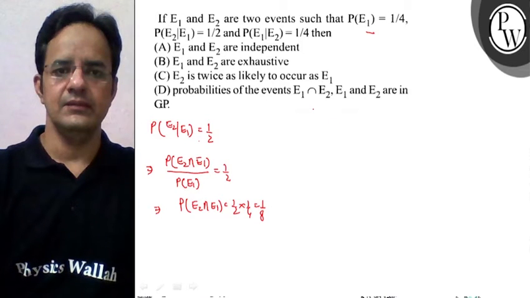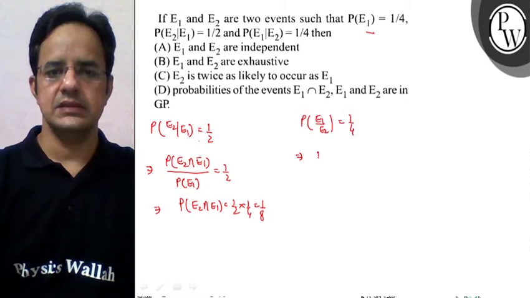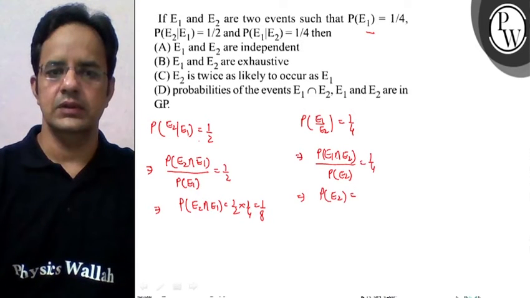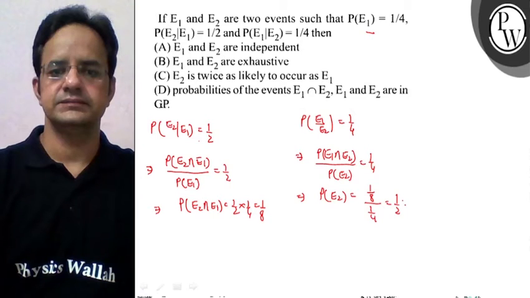Now, the probability of E1 upon E2 is given as 1 upon 4, which means the probability of E1 intersection E2 divided by the probability of E2 is equal to 1 upon 4. So the probability of E2 is equal to 1 upon 8 divided by 1 upon 4, which is equal to half. So now we have all three probabilities.